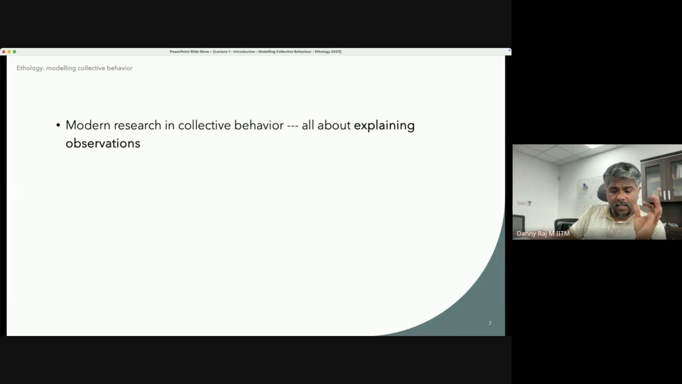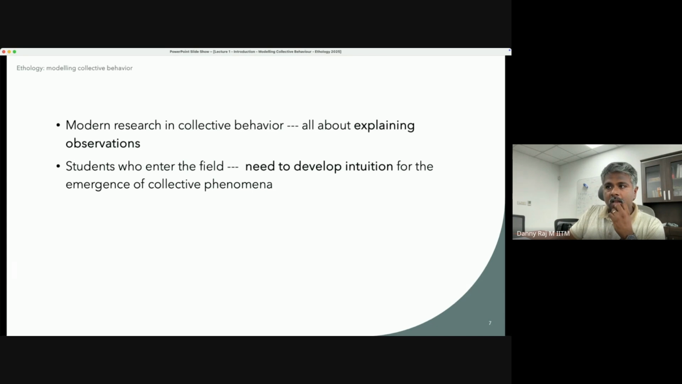So modern research in collective behavior is all about explaining observations because we are able to make observations. But for students who are beginning in this field, what do you really think is required? I tell my students, you need to develop an intuition to understand emergence of collective phenomena. So given a set of interactions, you need to be able to think of how these interactions are going to play out in a system.